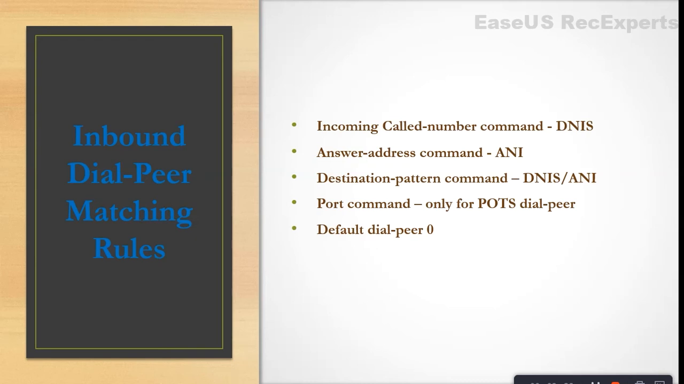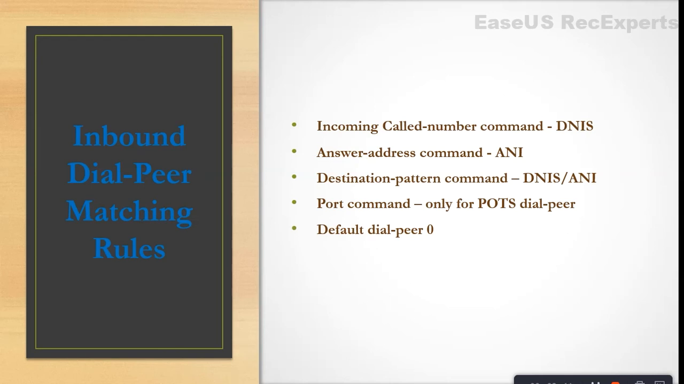The second priority is the answer-address command, which is based on ANI. If the incoming called-number command is not configured, then the router will look for the answer-address command, which is based on ANI, meaning the calling number. The third is the destination-pattern command, which can be used in both incoming and outgoing calls. It is based on both DNIS and ANI, and depends on whether this dial pair is selected as the incoming or outgoing dial pair. This is an important command, mostly used for outgoing dial pair matching as a destination pattern.